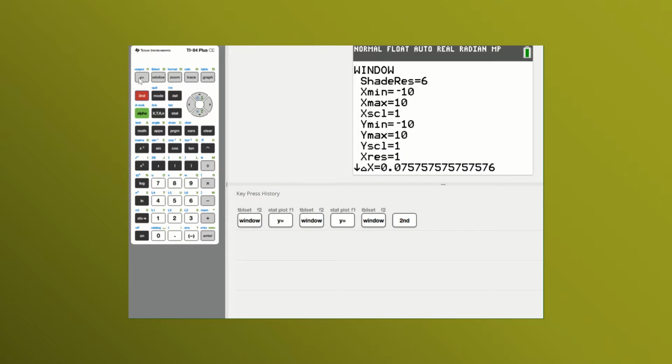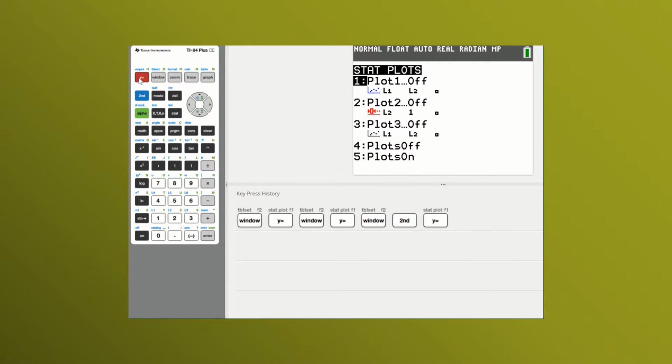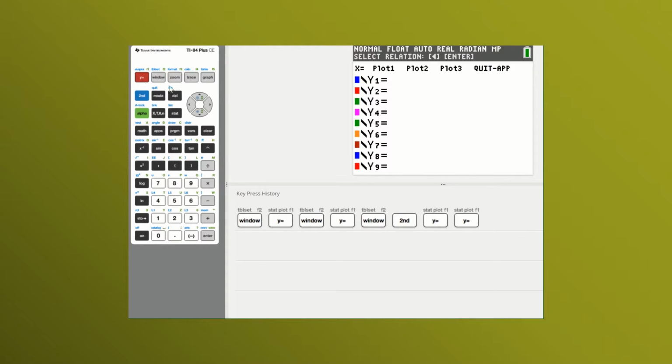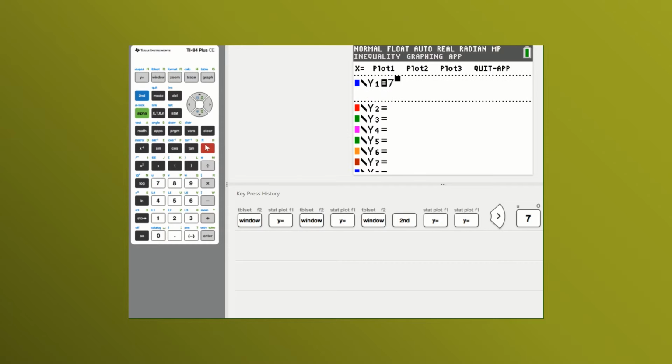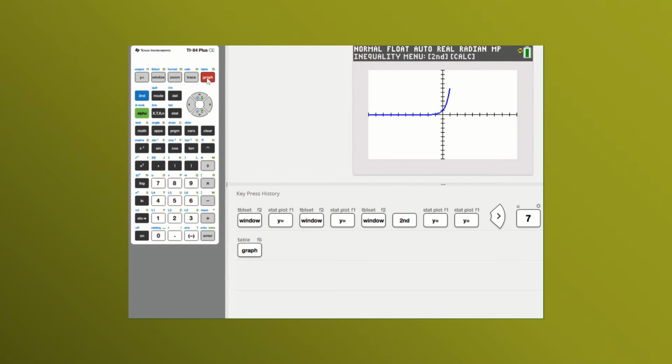Sometimes I do some stat plots. Maybe I want to make sure those are turned off, because if they're on, I'm not going to be able to do what I want to do. So we're going to graph this function, 7 raised to the power of x. I'm going to hit 7, caret, and then put the x in here, and hit the graph button.